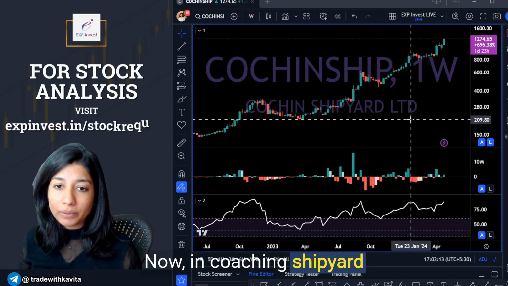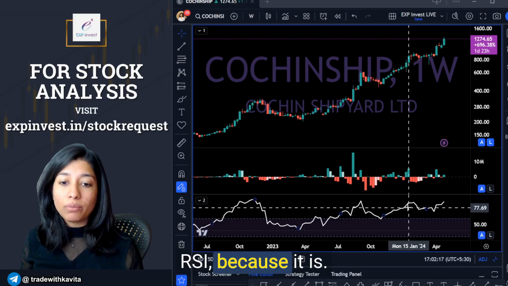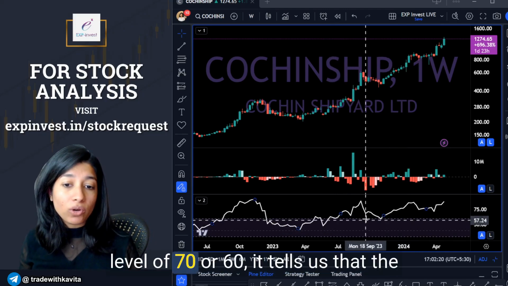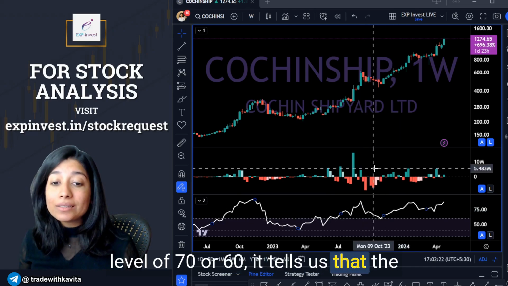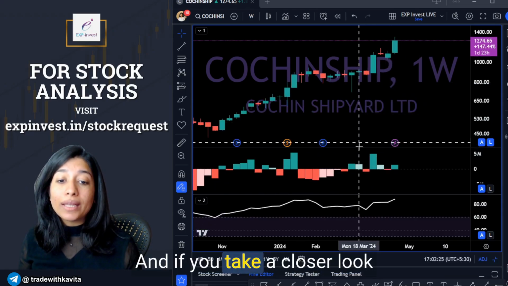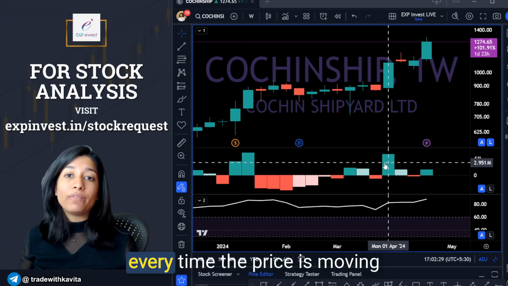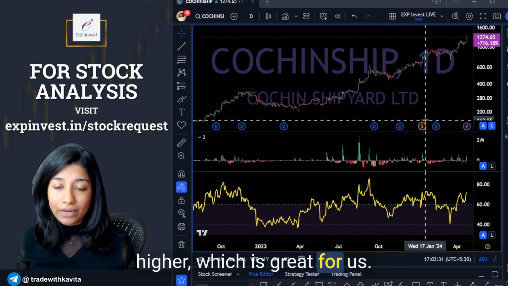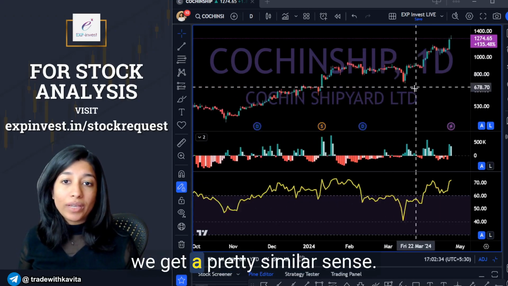Now in Cochin Shipyard, the weekly time frame's RSI, because it is spending so much time above the level of 70 or 60, tells us that the underlying trend is very bullish. And if you take a closer look, the volume is catching up every time the price is moving higher, which is great for us. On the daily time frame also we get a pretty similar sense.